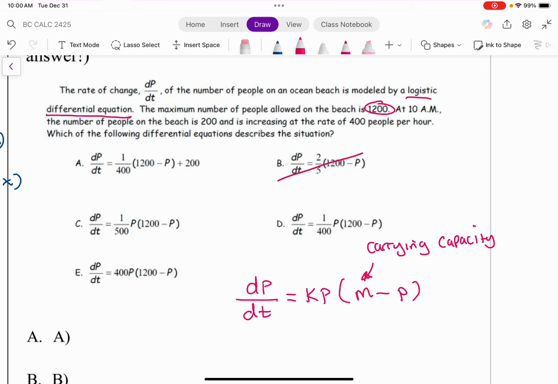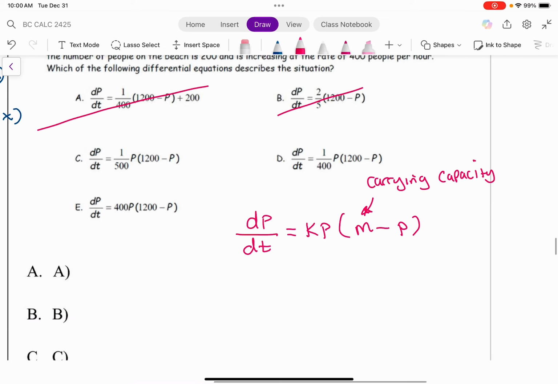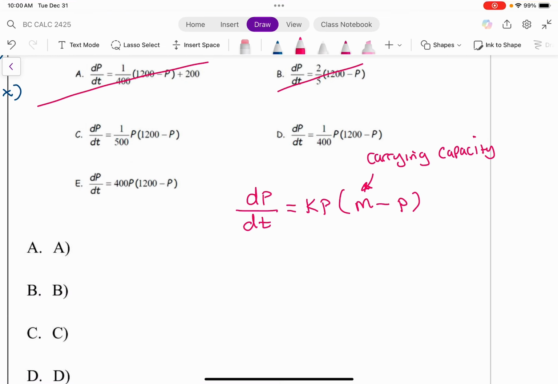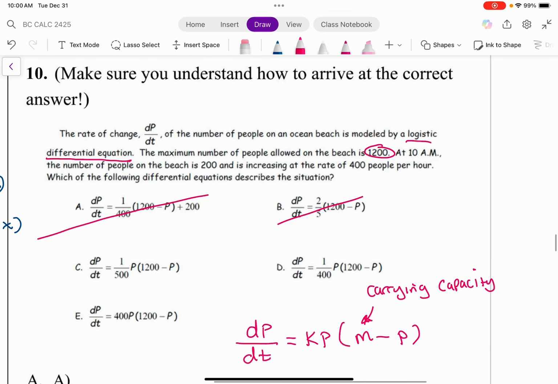We can note that B can't be right because it's missing the p after the k. And then A is out too because that plus 200 is not part of the form. So that brings us to these three choices. Notice they only differ by the constant. And so how do we know which one it is?